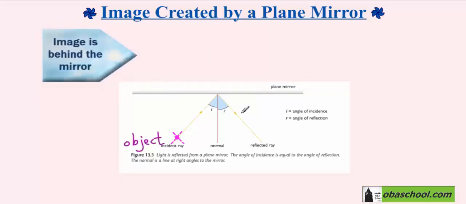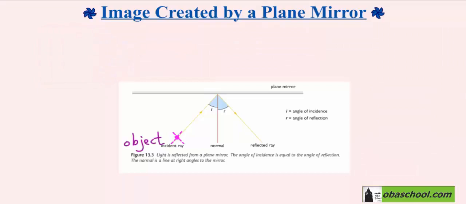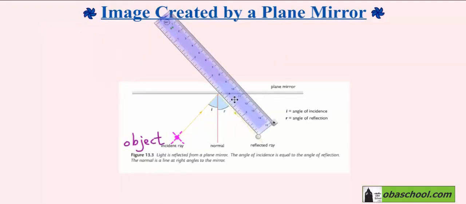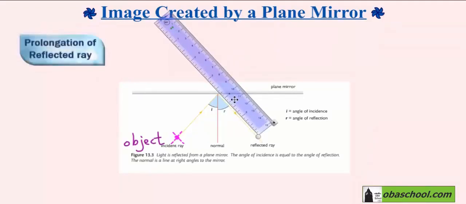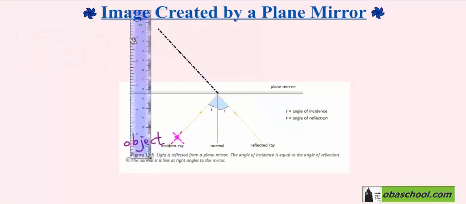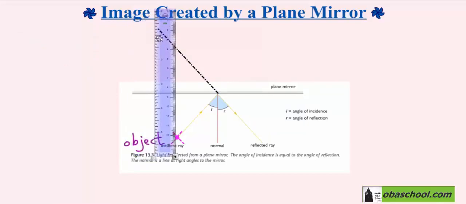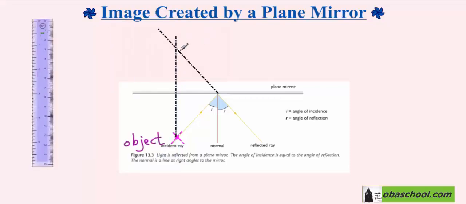When you stand in front of a mirror, you see an image of yourself. That is a virtual image behind the mirror. Therefore, to specify the location of the image, we will prolongate the reflected ray using a ruler, like that, and the next step is to draw a vertical line that is perpendicular to the mirror from the object until it intersects the prolongation that we drew. The intersection is the image as you can see.